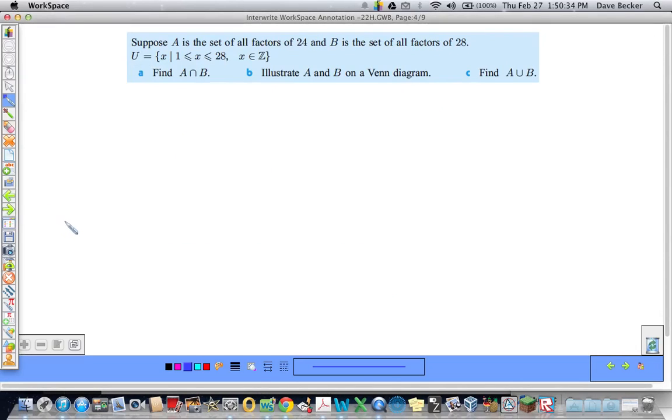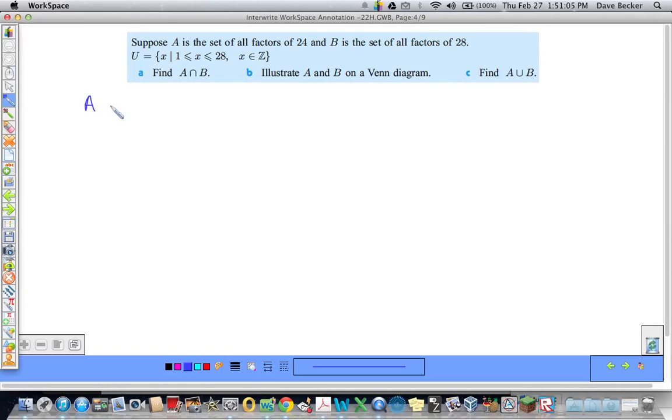Okay, here we go. Suppose A is a set of all factors of 24 and B is a set of all factors of 28. And the universal set is the set of X such that 1 is less than or equal to X, less than or equal to 28, and they're integers. So that's the integers 1 through 28 for the universal set. Okay, so now I have to find A intersect B. But first, I'm going to have to find what's in A.